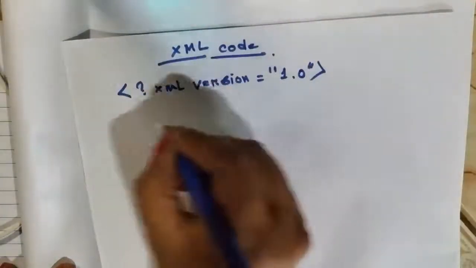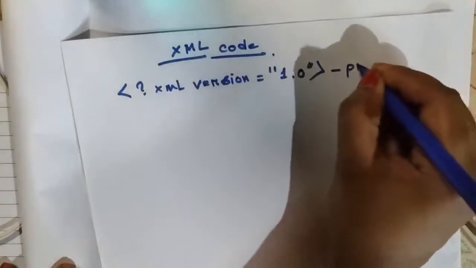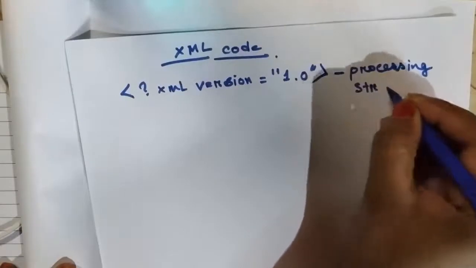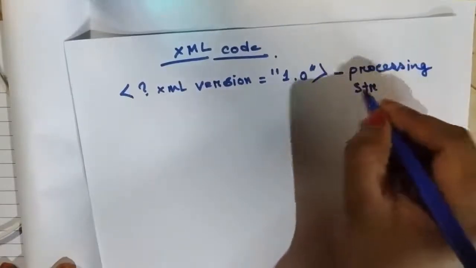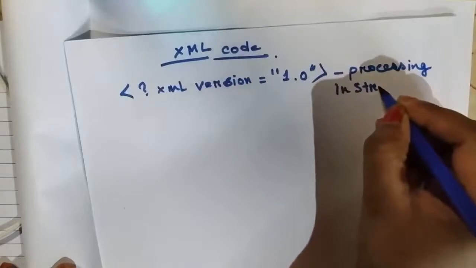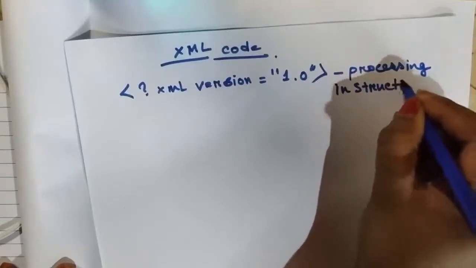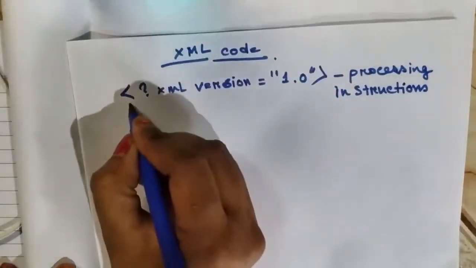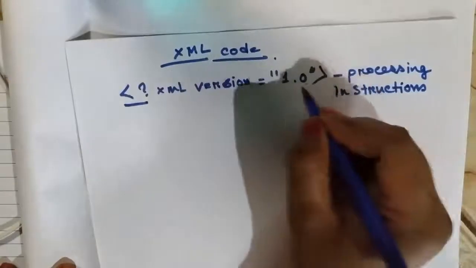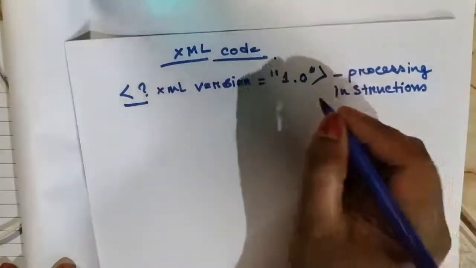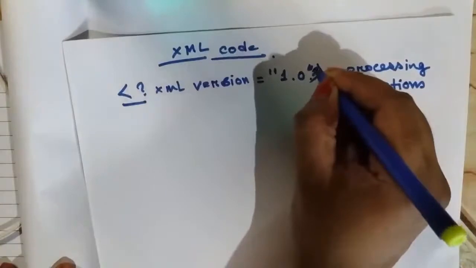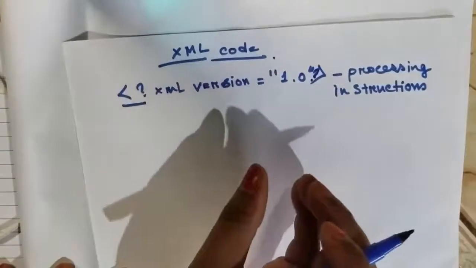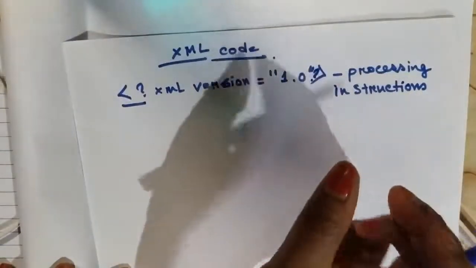This first line is called the processing instruction. It starts from this and ends with this one. This line means that it passes specific instructions to the browser to deal with this XML document.